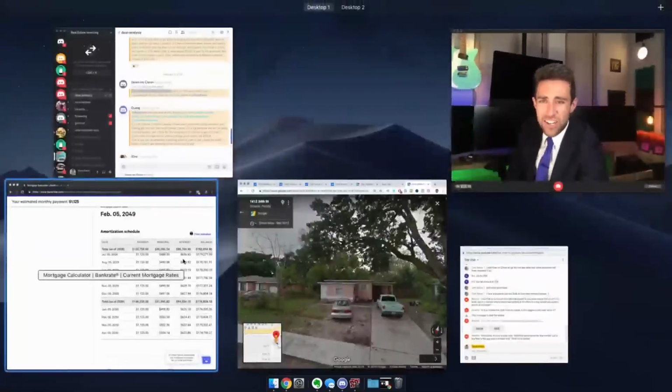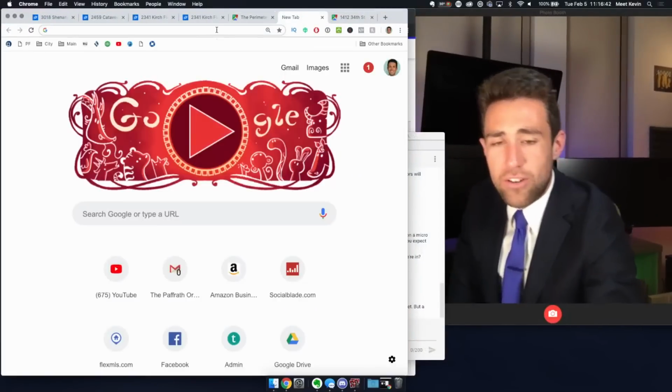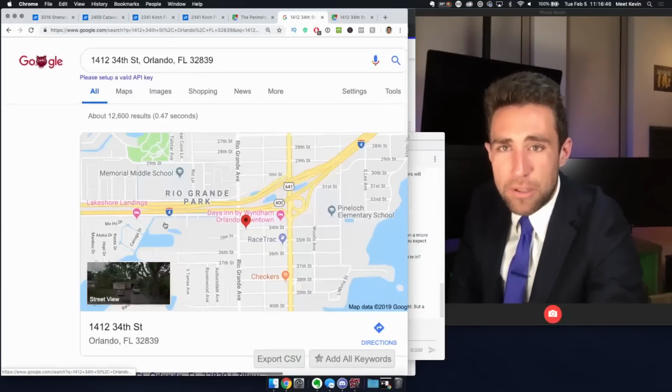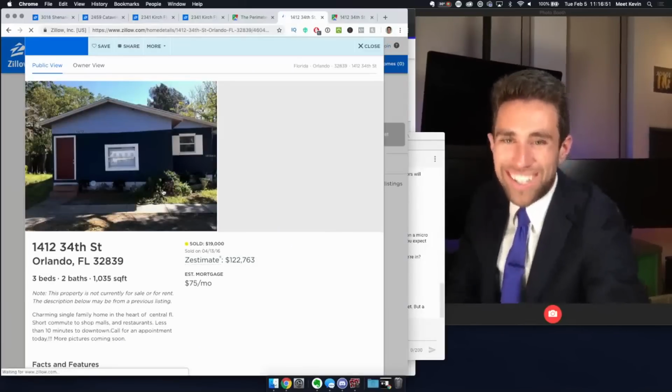Okay, so let's see if we can get some actual data on this, because I don't have any rent numbers. I'm not super enthused right now. I'm not super excited by this one. I don't know if you could tell in my enthusiasm.